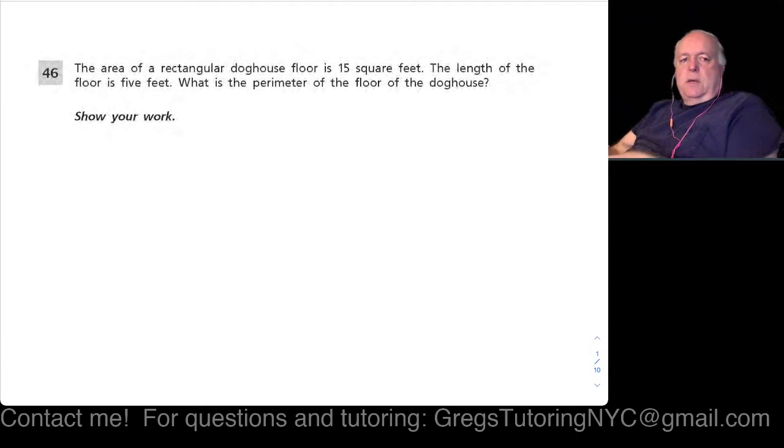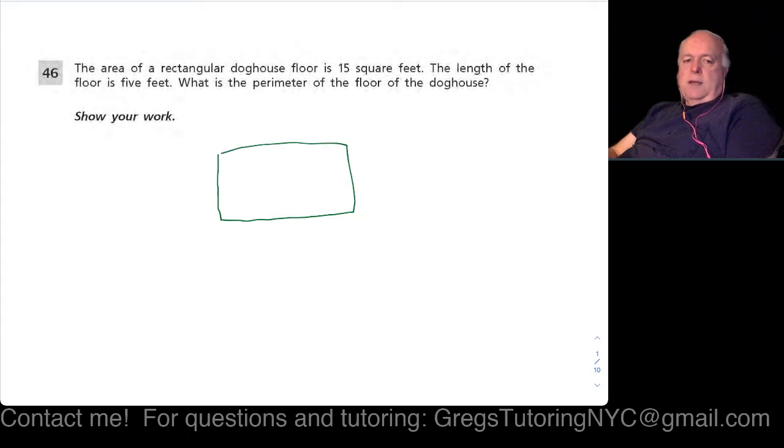All right, so we're going to take this a sentence at a time. There's no illustration. Let me move this out of the way. So the area of a rectangular doghouse floor is 15 square feet. So we're going to draw it. So it's telling us that the whole area here is equal to 15 square feet. Let me just make sure this is showing on your screen properly. Yeah, we seem good with that.